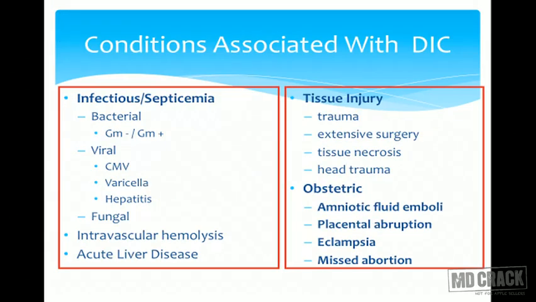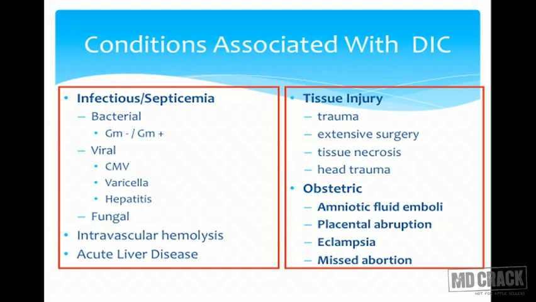Most importantly, you have to remember it could be even a manifestation of underlying infectious diseases or gram-negative septicemias, especially Neisseria and even meningococcal, they will manifest with the DIC. Sometimes even viral infections like CMV, varicella, and even hepatitis can manifest with the DIC. Rarely fungal disorders. Acute liver disorders also can manifest with the DIC sometimes. Or it could be due to post-traumatic severe trauma, extensive surgeries, tissue necrosis, and extensive head trauma, which can all manifest with the DIC.